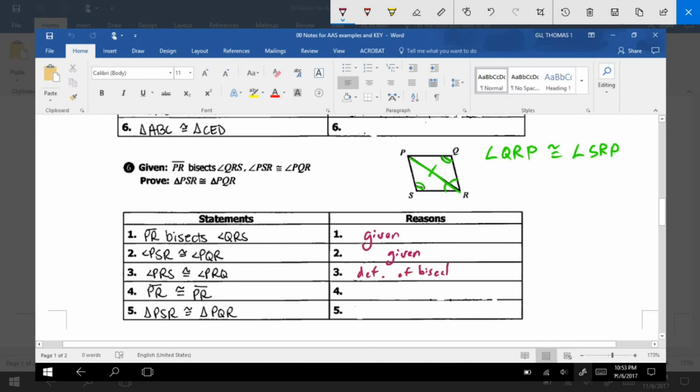Remember, why did they tell me that PR bisects QRS? They want me to know that these two angles are going to be congruent. And now, the last one, we're trying to prove that this side is in fact equal to itself. What's that property called? It is the reflexive property. And then look right here. We've got an angle, and a side, and that means we've proved that triangle PSR is congruent to triangle PQR with the AAS, angle side, and that concludes the last, third and final example problem.